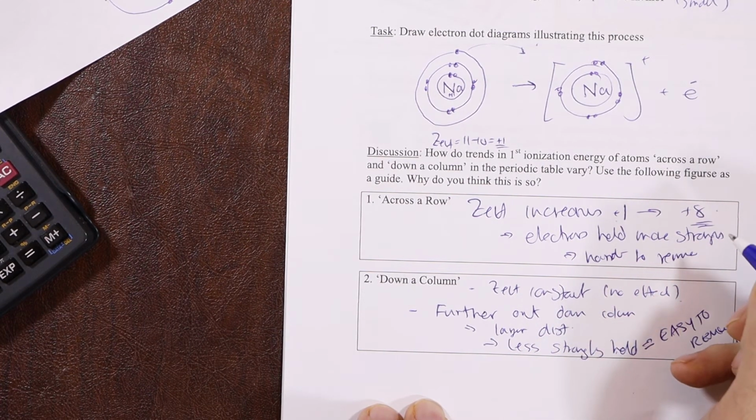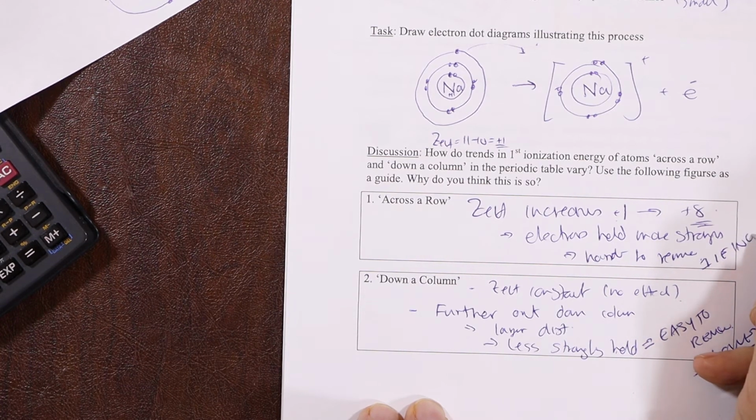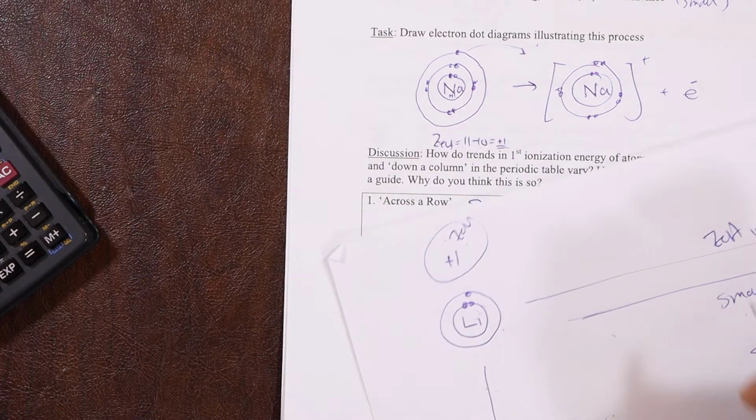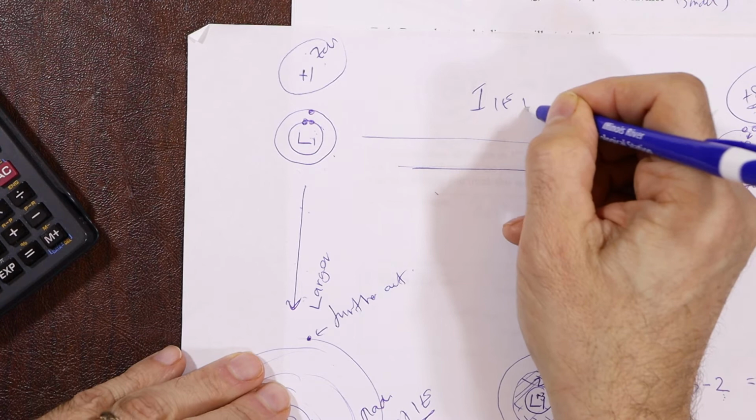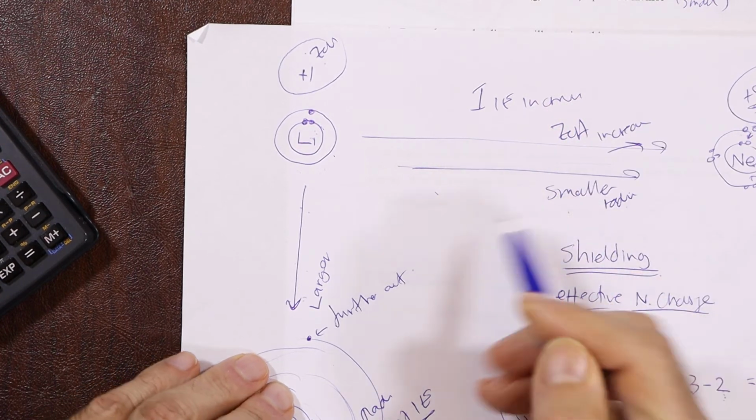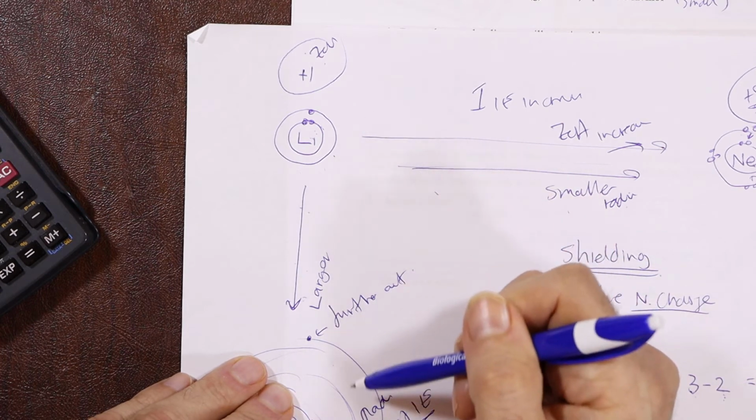Does it take more or less energy to remove them? Well, they're harder, so it's more. So first ionization energy increases across any row, and down a column it reduces.